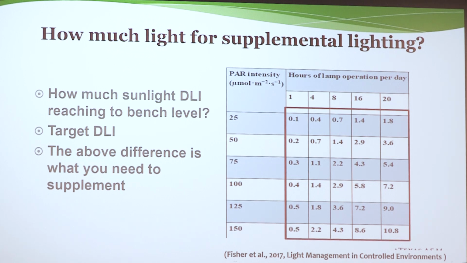You can do it either with this light intensity for 8 hours, or for 3 mole, let's see here, you can have 50 micromole per square meter and 16-hour supplemental lighting. So this is the information from light management in controlled environment. Dr. Paul Fisher did this calculation, so you can use this as a guide to start.